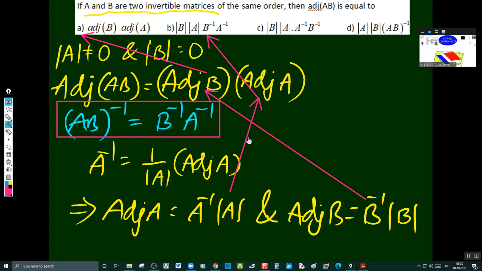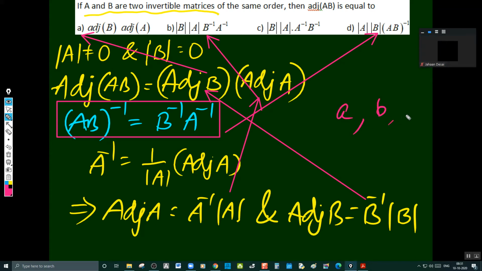Similarly, it can also be, now this formula is useful now. AB whole inverse is equal to B inverse, A inverse is useful now. So B inverse, A inverse is written as AB whole inverse. So what are the options here? A, B, and D.